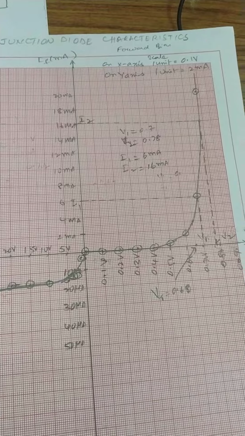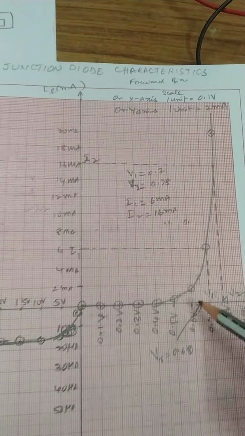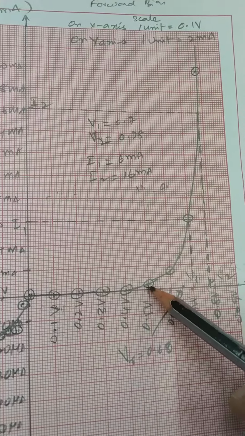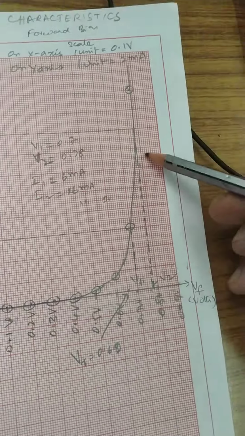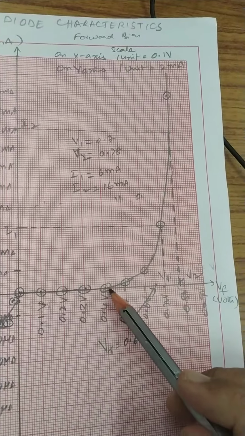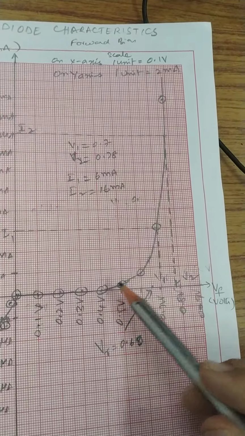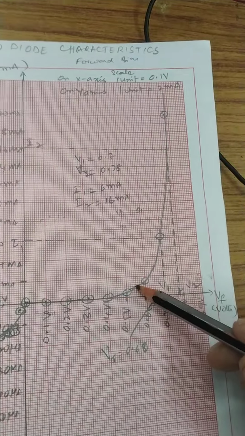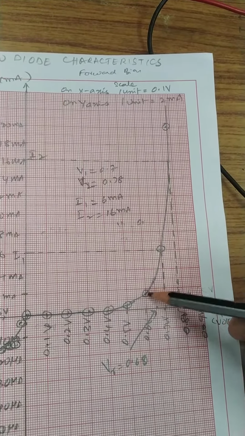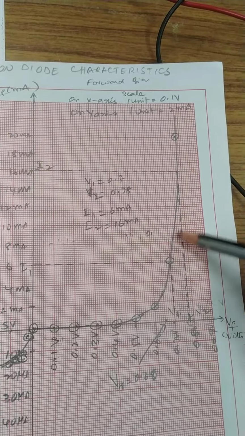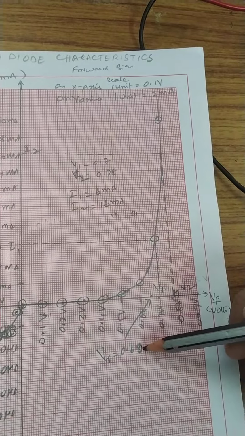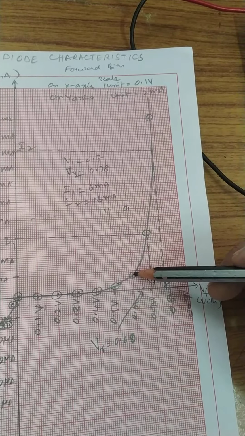Now from this graph we have to find out the cut-in voltage. What is the cut-in voltage? The forward voltage where current rises suddenly. Observe this graph: up to 0.4 volts the current is 0. After that, the current slowly increases. Since this is a silicon diode, at 0.6 the current rises suddenly. So we can take 0.6 as the cut-in voltage, V gamma.